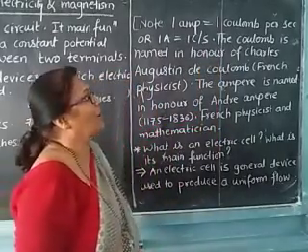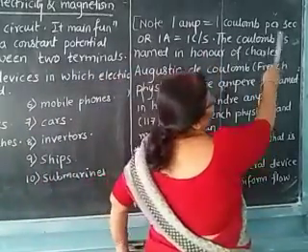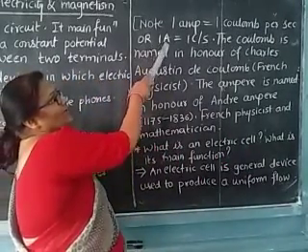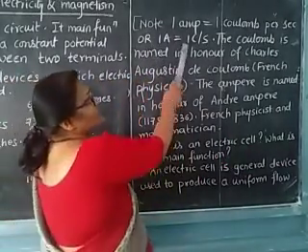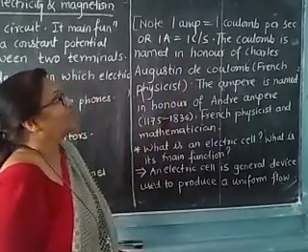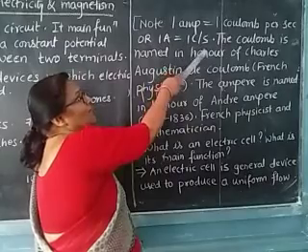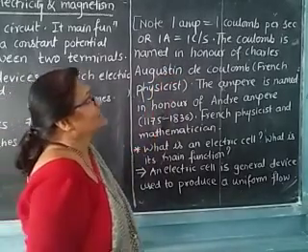1 coulomb per second. Time is given as per second. Or you can say 1 A is equal to 1 C upon S. That is nothing but 1 ampere is equal to 1 coulomb per second.